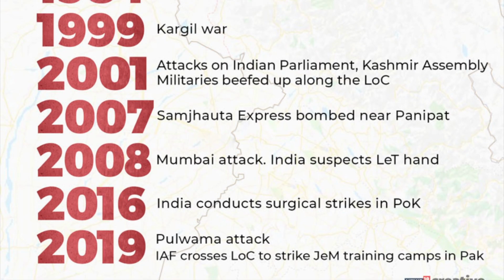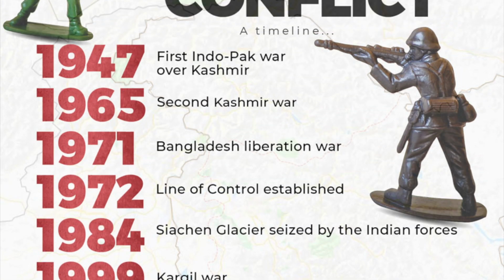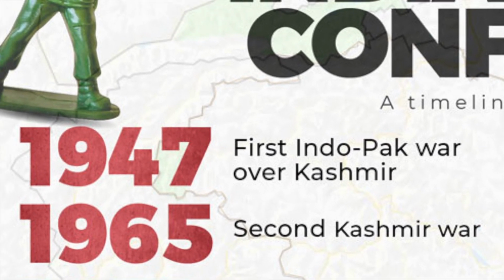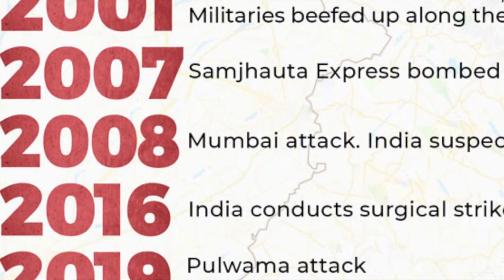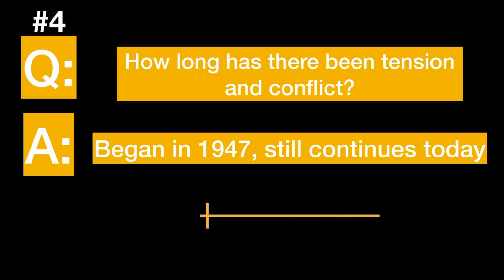Back to this beneficial timeline, we can see all of the important events during the Indo-Pak conflict, and as we've been saying, it started in 1947 with the territorial dispute over Kashmir, and it is still going on today in 2019. Which answers the question, how long has there been tension and conflict? And as I said, it began in 1947, and it still continues on today.